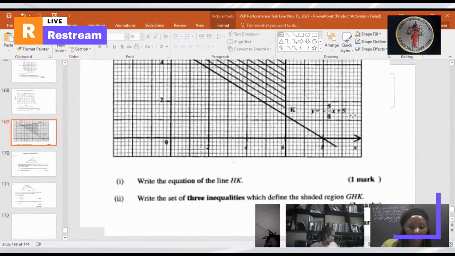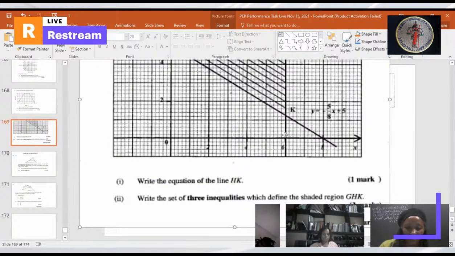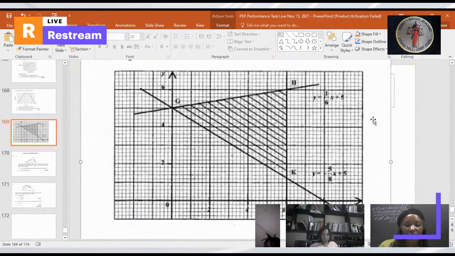Next question. Write the set of three inequalities which define the shaded region GHK. Since you now know the equations of the three lines, tell me the inequalities that bound the region based on where it's shaded. You're going to put in greater than, less than, greater than or equal to, or less than or equal to for those three equations based on where the shaded region is.